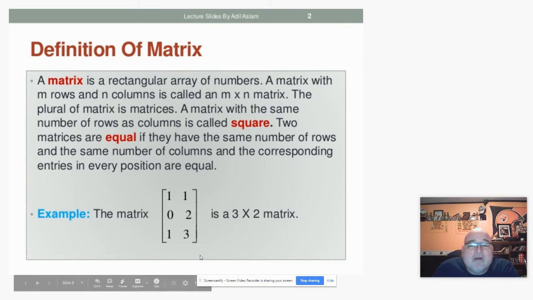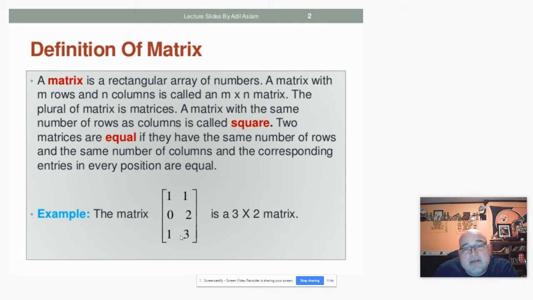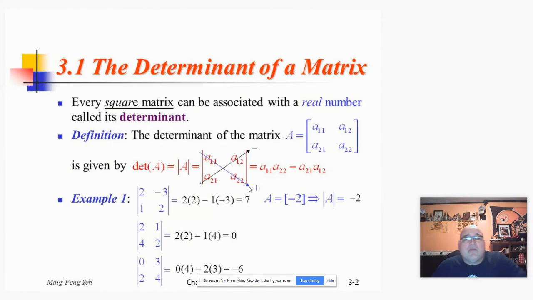Everything in the matrix, all the numbers, are called elements, and you define where an element is by the row that it's in and the column that it's in. So, for example, row 3, column 2, the entry is 3. So, what we're going to do today is use a matrix and something about a matrix called a determinant. Determinants are only found with square matrices.